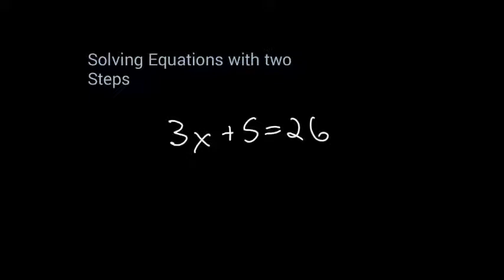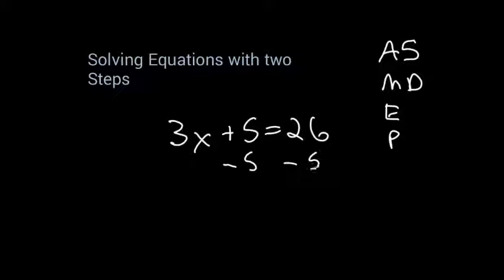So you've got to think of order of operations backwards. First we need to get rid of addition and subtraction, then multiplication and division, then exponents, and then parentheses. Well, first we have addition, so we've got to get rid of addition. The opposite of adding 5 is subtracting 5, so I'm going to subtract 5 from both sides. 5 minus 5 is 0, so I'm just left with 3x. And then 26 minus 5 is 21.